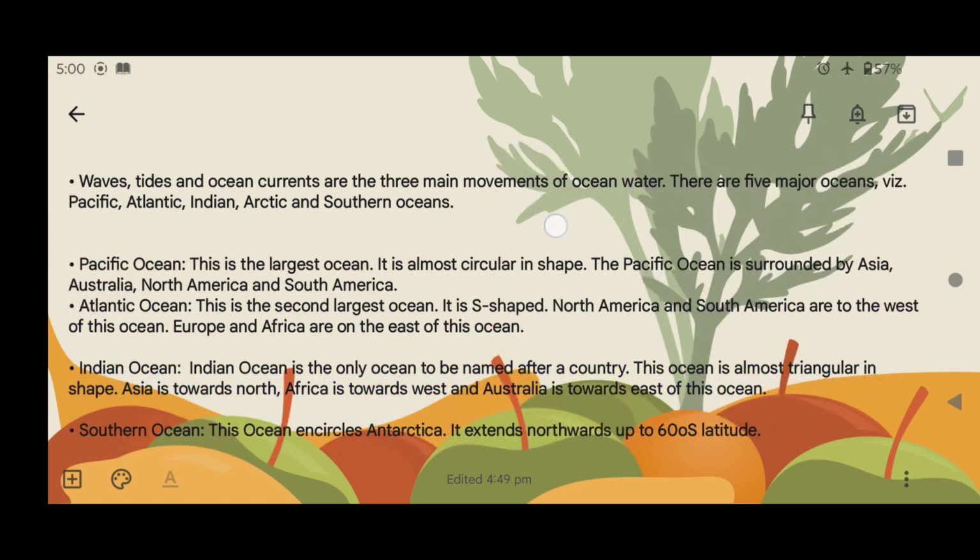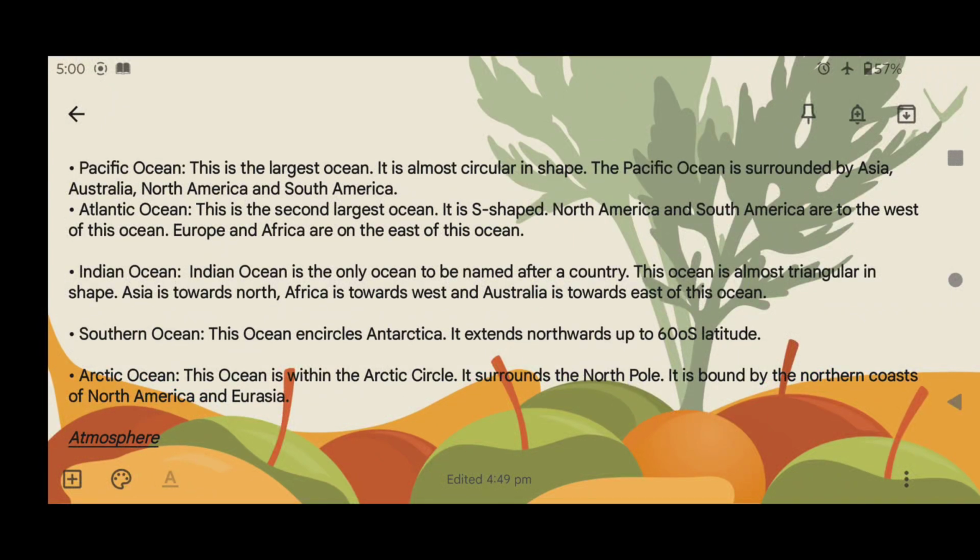Pacific Ocean. This is the largest ocean. It is almost circular in shape. The Pacific Ocean is surrounded by Asia, Australia, North America and South America. Atlantic Ocean. This is the second largest ocean. It is S-shaped. North America and South America are to the west of this ocean. Europe and Africa are on the east of this ocean.